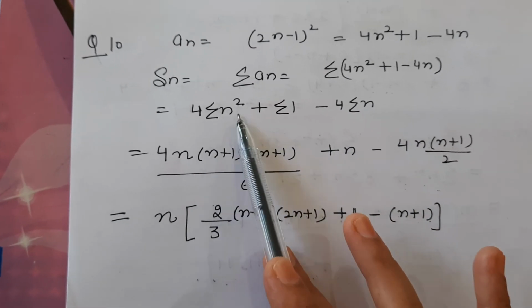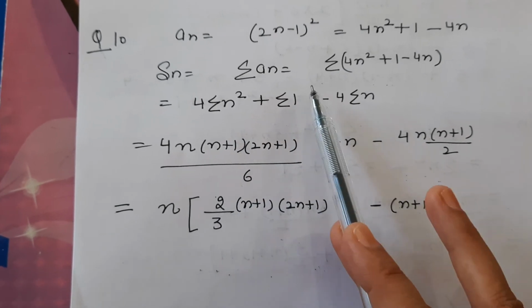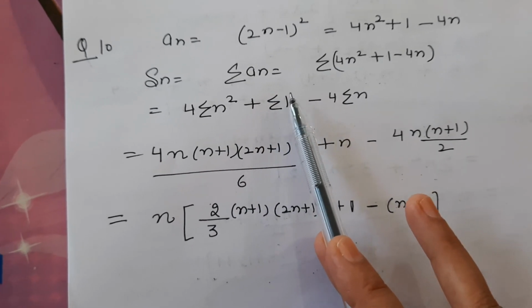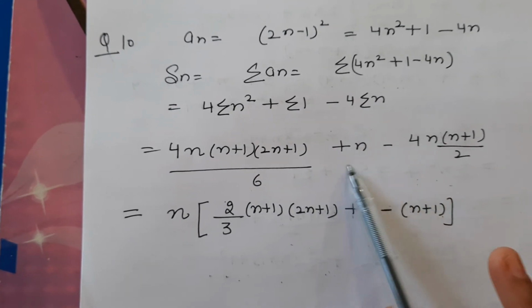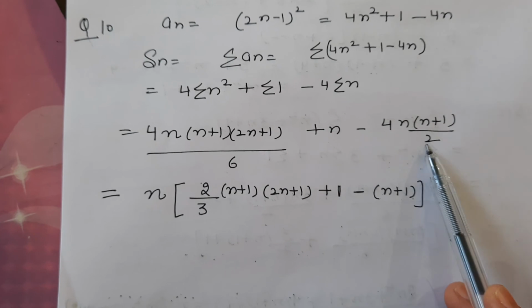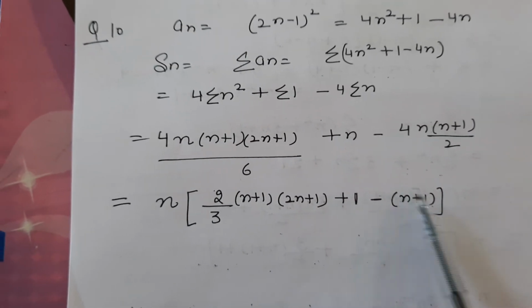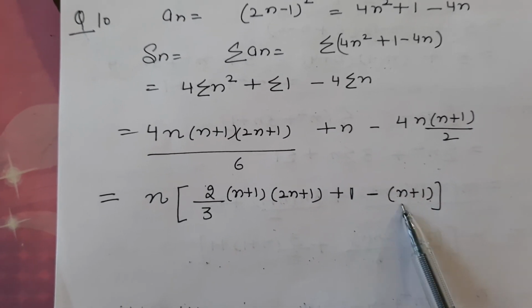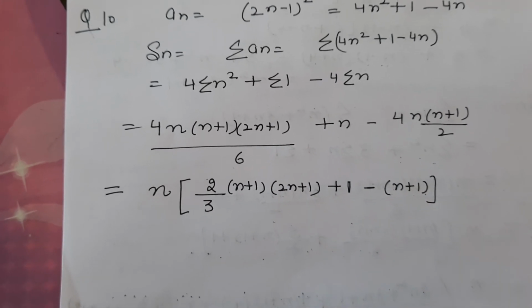So this is n plus 1, 2n plus 1 by 6. This is summation 1. If you are adding 1 n times, answer will be n minus 4. Summation n is n into n plus 1 by 2. Take n common, you will get this. Now after this, you will take your LCM and simplify your answer.